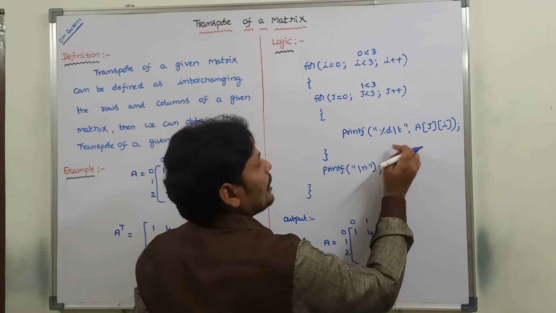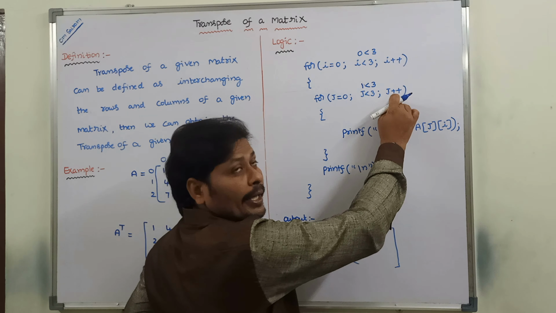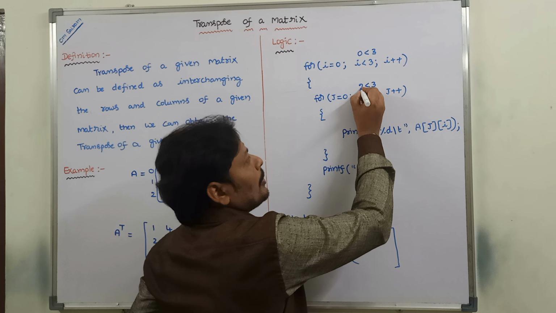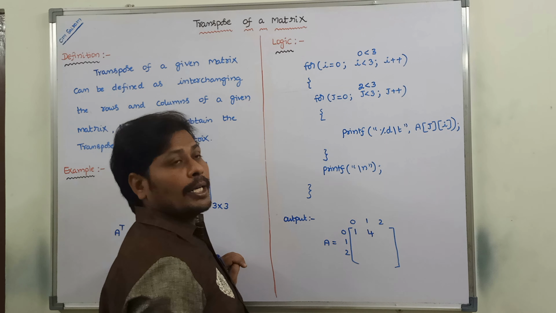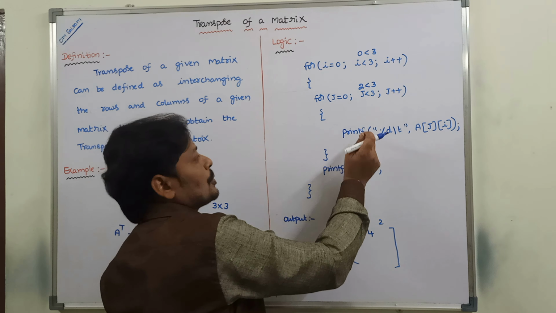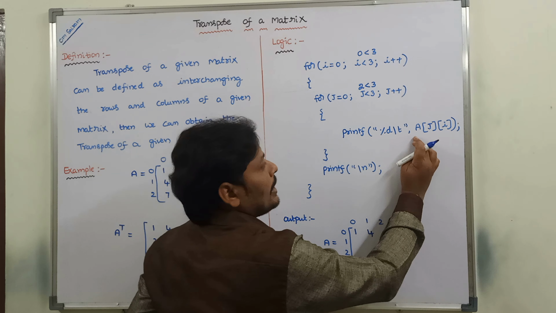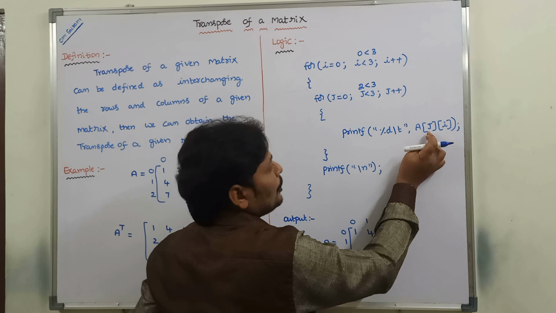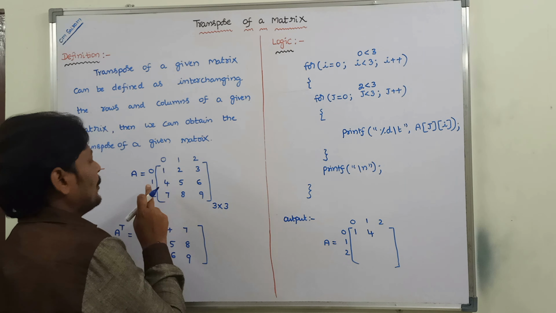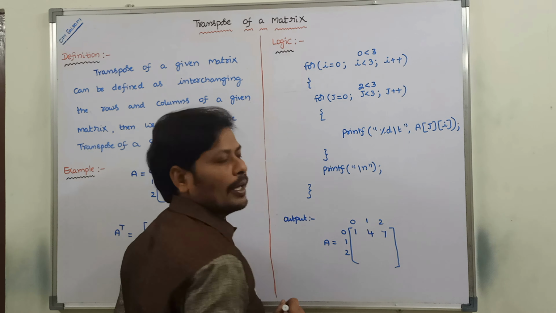Next, after executing the body of the inner for loop, again control goes to the inner for loop. J value is incremented. Now J value is 2. Previous it is 1, now it is 2. 2 less than 3. Condition true. The control goes to the body of the inner for loop. So printf percentage d slash t, A of j value is 2, I value is 0. A of 2, 0 means 7. 7 value is printed. Okay.